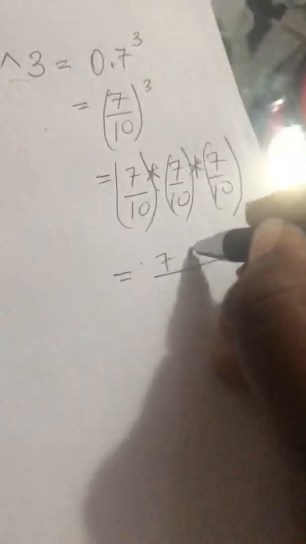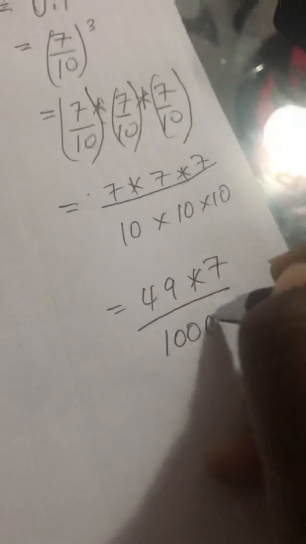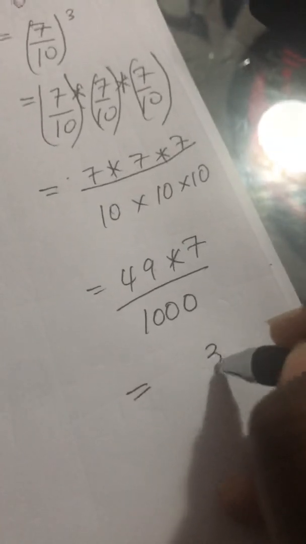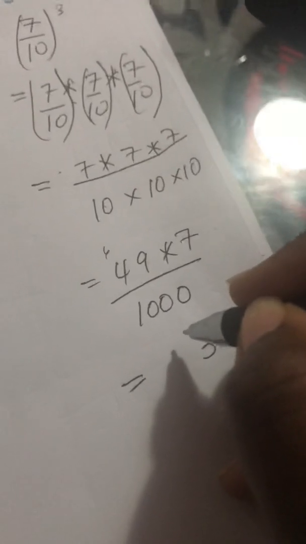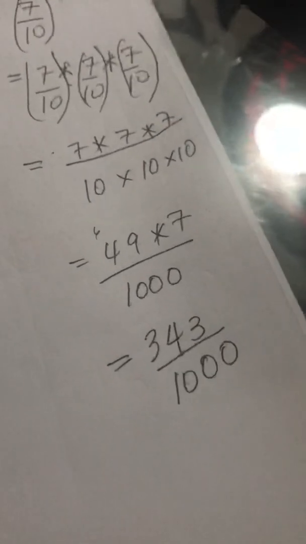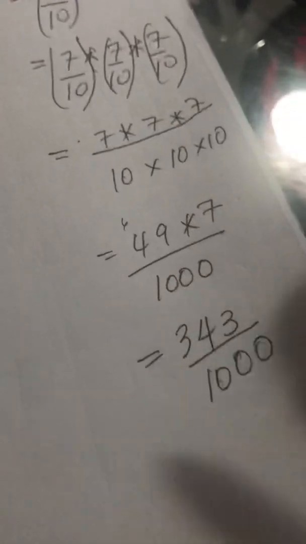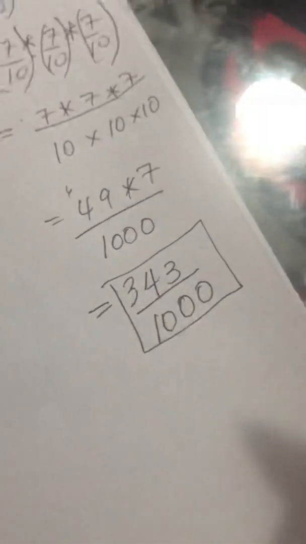Okay, so that's what that means. And then one division bar, 7 times 7 times 7, over 10 times 10 times 10, 49 times 7 over 1000. 9 times 7 is 63. Carry the 6. 4 times 7 is 28. 28 plus 6, that's 34. 343 over 1000. See, Miss Lillian can do her times table without the calculator. You can't simplify, so this is your answer.